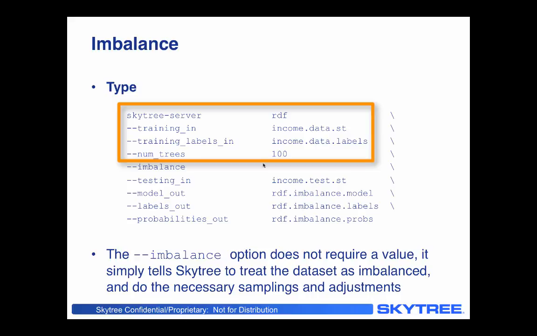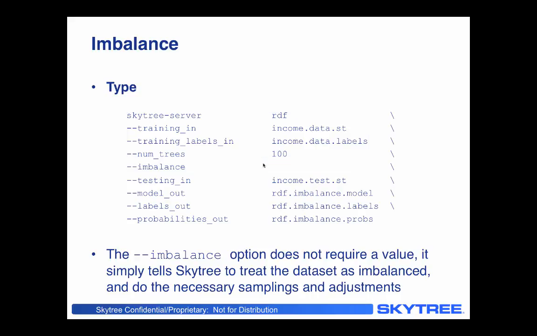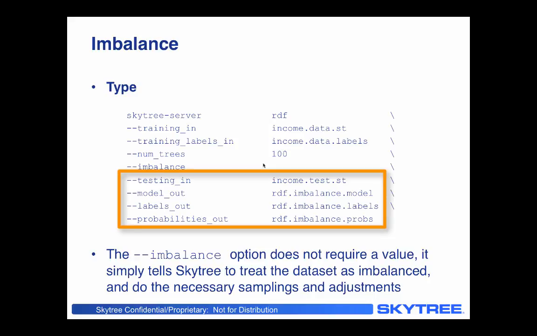We won't be tuning parameters in this one, so we just pick a specific number for the number of trees. We pick 100 trees. We then specify the imbalance option. And note that we do not specify a value for this option. Simply writing --imbalance tells Skytree that we would like to treat the dataset as an imbalanced dataset and do the necessary adjustments. We then specify the testing file that we want to read, and the output files for the model that we want to write out, and the predicted probabilities and labels.